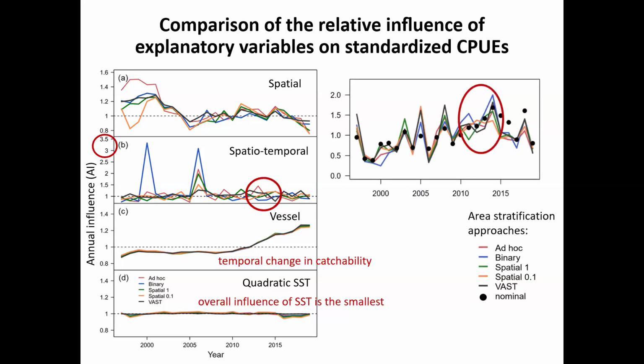And we can see that there is a big difference in the annual relative abundance index among the different methods in this period. And this inconsistent trend is because the AI value for the spatial temporal effect in this period is also inconsistent. Compared to the other variables, you can see that the spatial temporal effect has the larger AI value, so this variable has a large influence compared to the other variables.